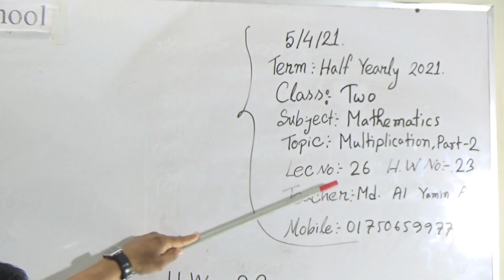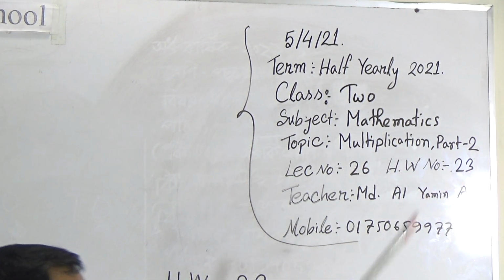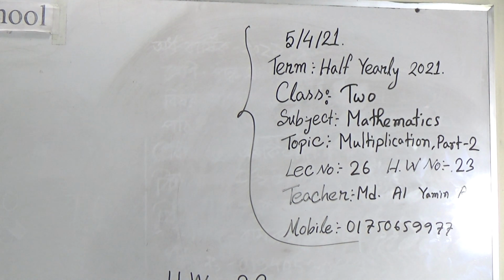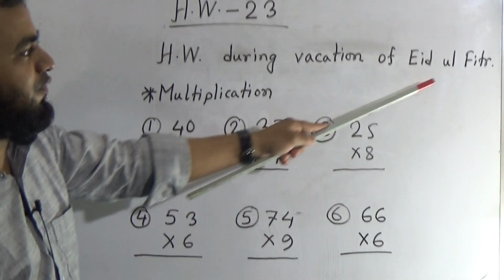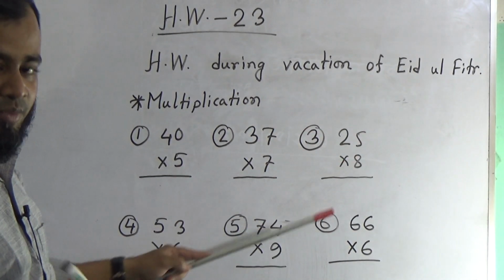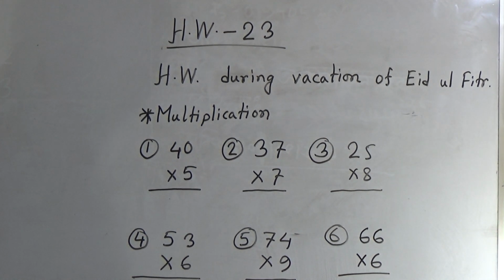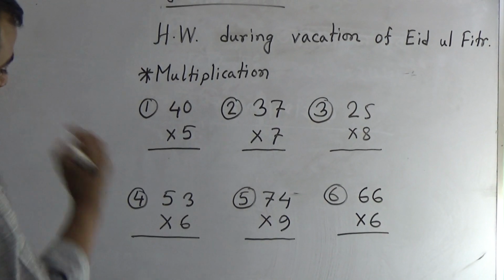Okay. Our lecture number is 26 and you have a homework. Your homework number is 23. Most importantly, your HW number is 23. But this is your HW during the vacation of Eid al-Fitr. In Eid al-Fitr, this will be your homework, and you must submit it on 29 May. That means the submission date is 29 May.